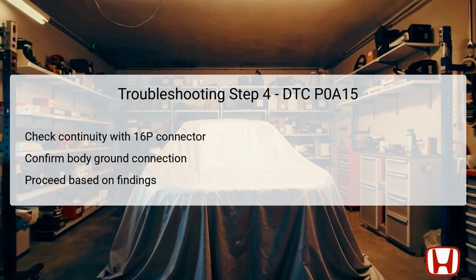A lack of continuity suggests issues with ground connections, which can cause erratic behavior of the actuator control circuit. If continuity is established, it indicates the ground is intact, leading to further examination of the actuator or control unit for faults. This step underscores the critical interplay between electrical connections and component functionality.